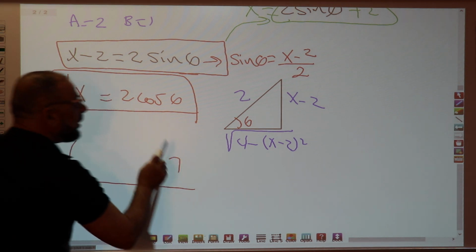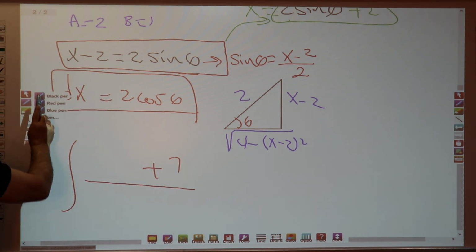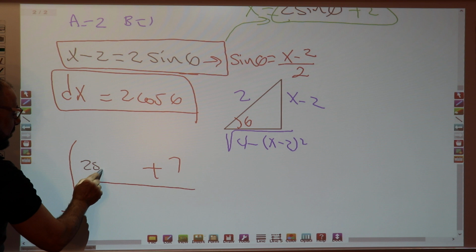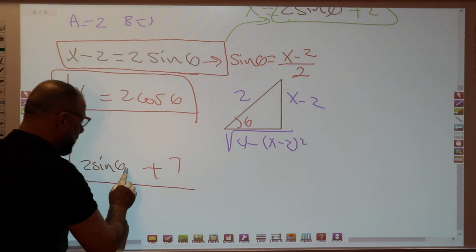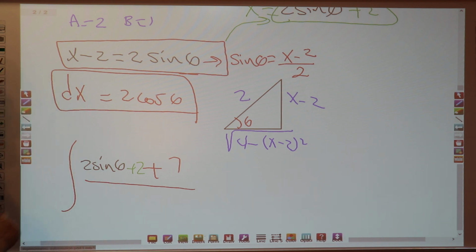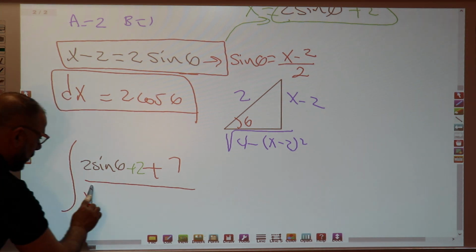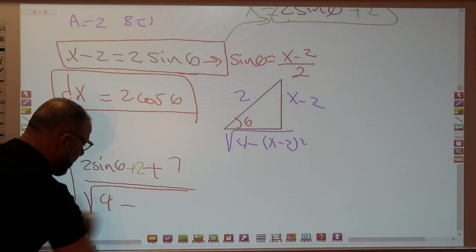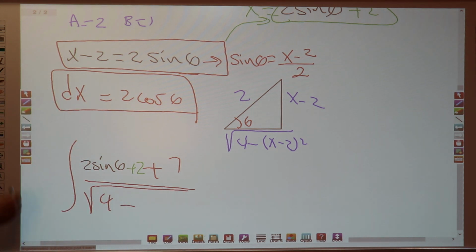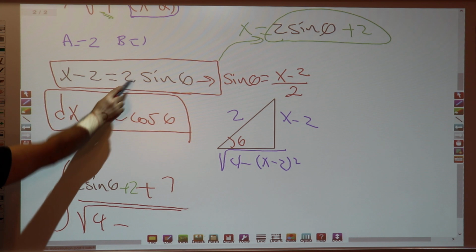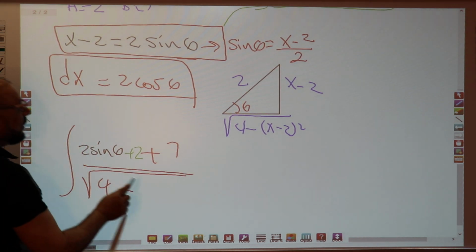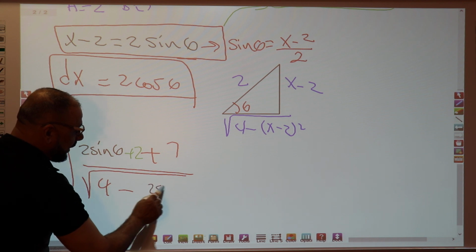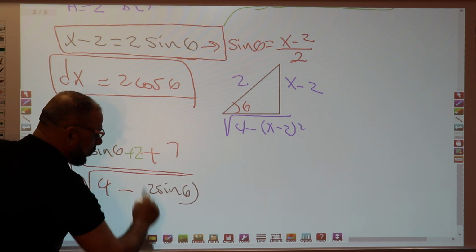Plus 7, and 2 sine theta plus 2. 2 sine theta. I'm going to use all my color, okay? Plus 2. Good. And the square root of 4 minus (x minus 2) squared is what we assume it. It's here, 2 sine theta, right? But we have a square. We're going to use the black, 2 sine theta squared.